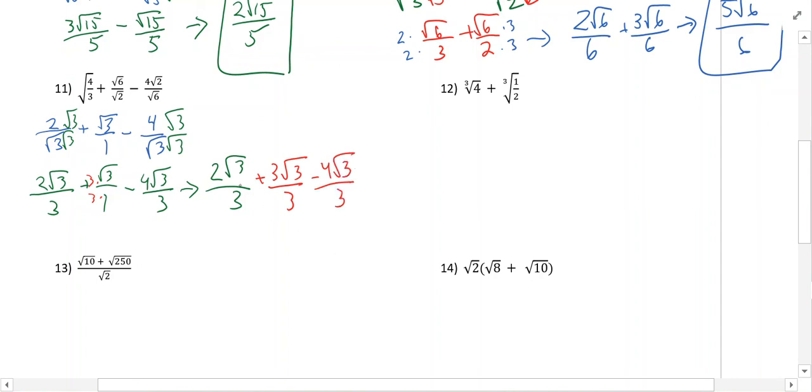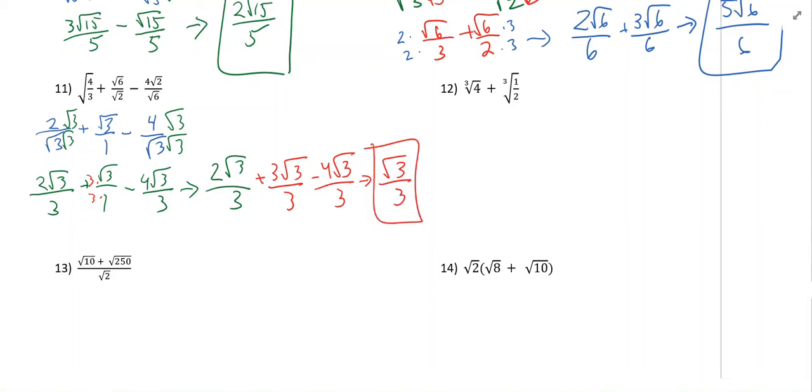So now I can combine like terms. So the numerators all have rad 3, so they're like radicals. So I say 2 rad 3 plus 3 rad 3 would give me 5 rad 3 minus 4 rad 3 would give me 1 rad 3 over 3. So there's your answer.